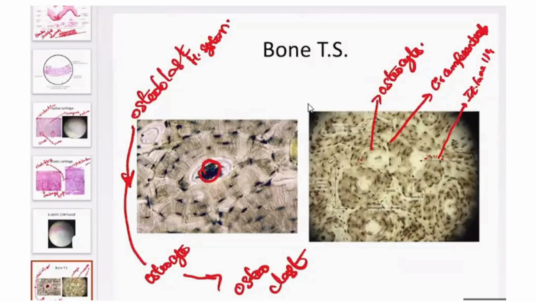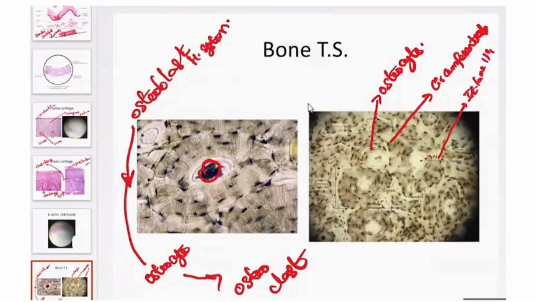So there are two types of bone, right? Compact bone and spongy bone. Whenever you take a section of any bone, the outer layer is the compact bone and the inner layer, where the medullary cavity is present, is the spongy bone.